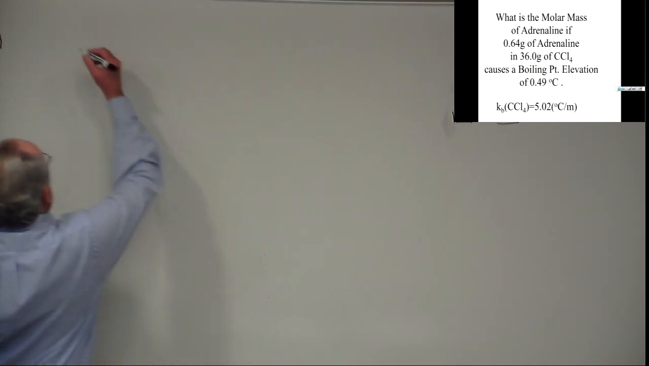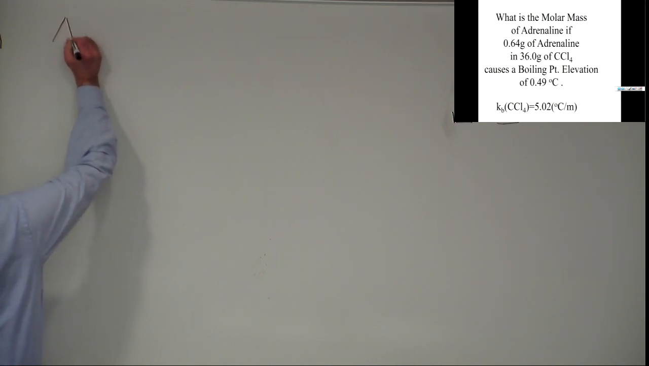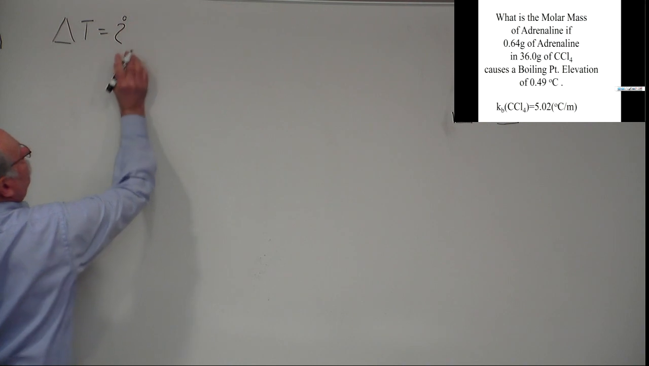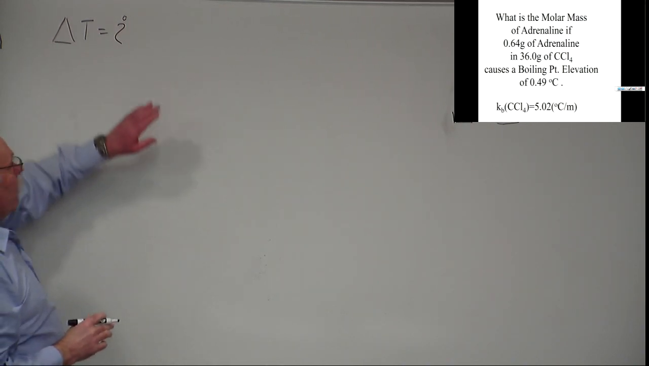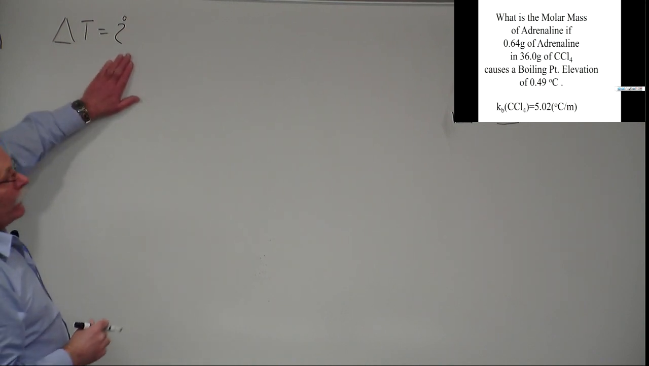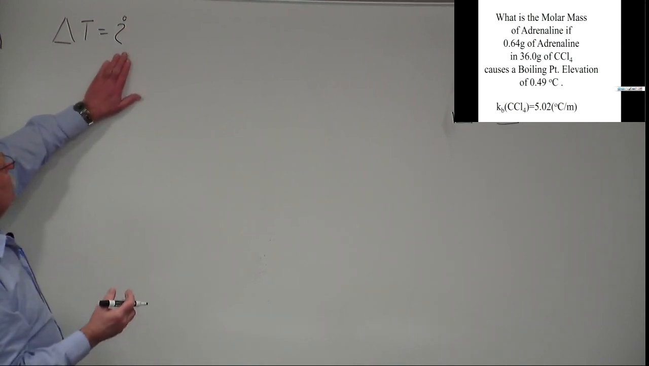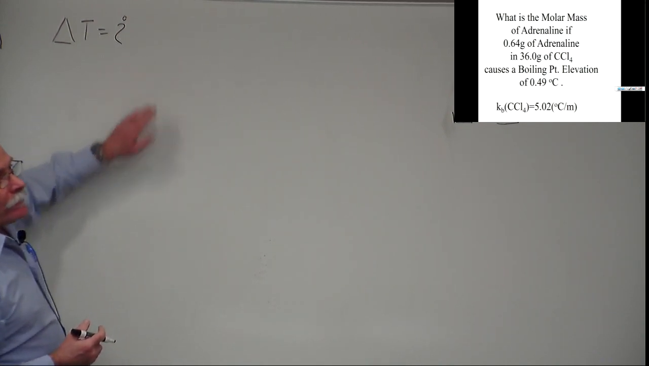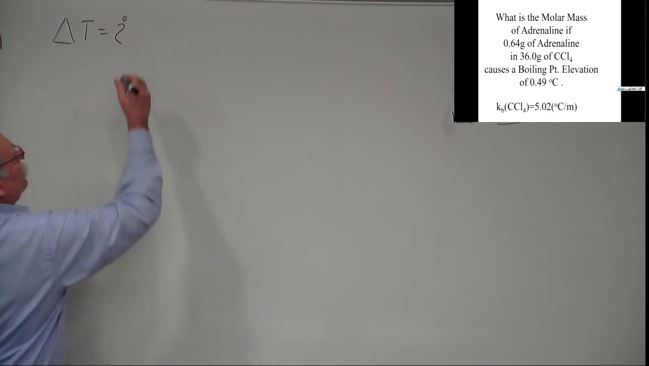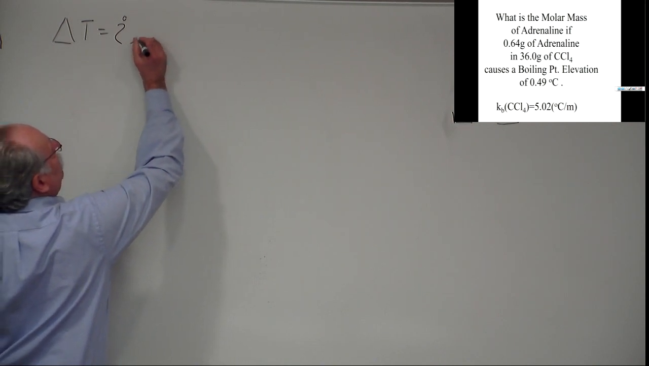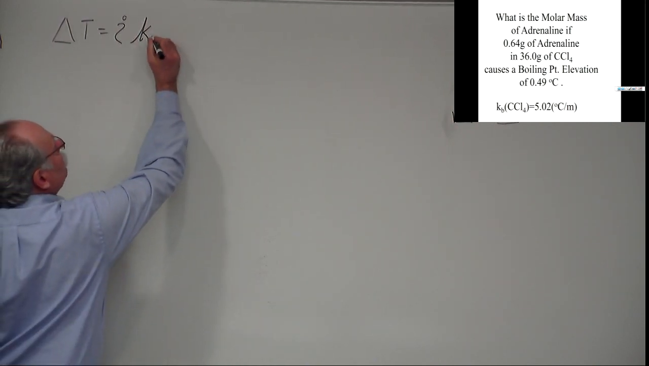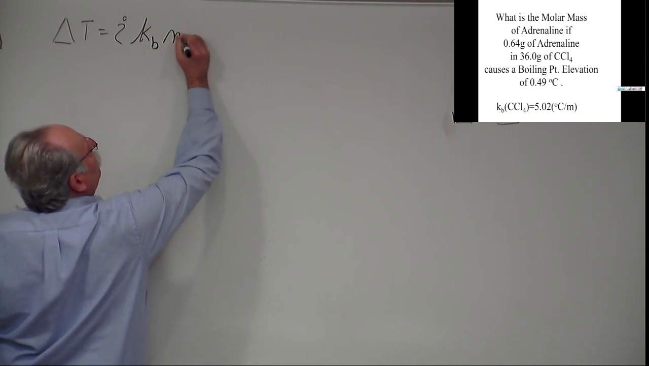So first we need the boiling point elevation equation, and I'm going to write it as delta T equals i. i is the Van't Hoff factor, which accounts for electrolytes breaking up into ions. So if you had sodium chloride, which breaks into 2, this is a 2. Adrenaline is a non-electrolyte, so i is 1, and it's usually omitted from the equation. But I want to include it here to make sure that you use it when you do have an electrolyte, times the Kb times the molality.